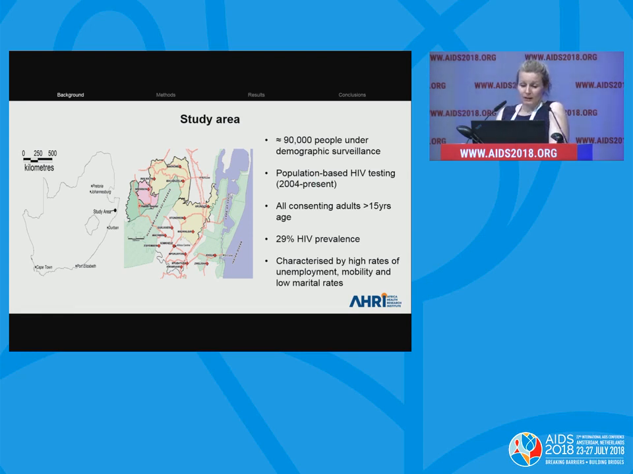It's an area of high HIV prevalence at 29% and characterised by very high rates of unemployment, so about 68%, and high rates of mobility at around 37%. And this is the study area here. And within this area, the treatment as prevention trial was undertaken, reported last year, that showed universal testing and treatment did not decrease incidence in the area.